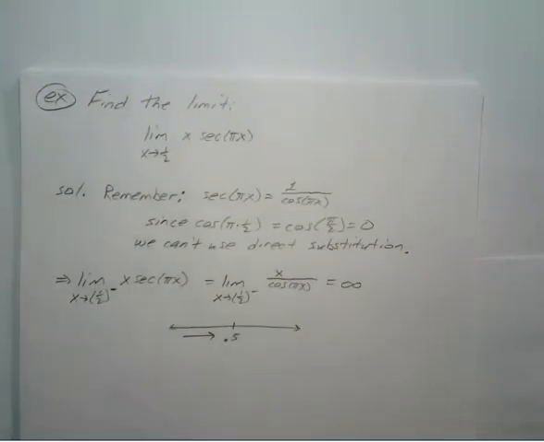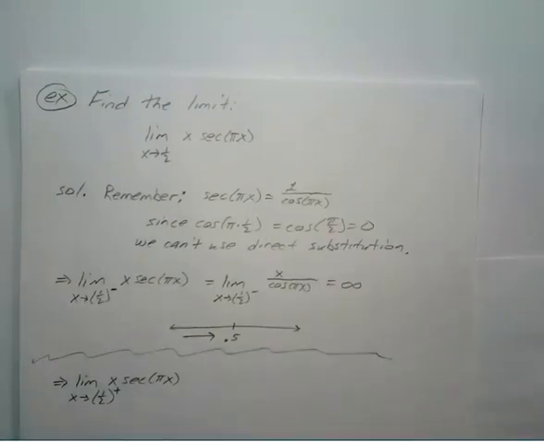Okay, so now let's try it from the right. So the limit of x secant pi x as x approaches 1/2, but this time from the right. Oh, made that a little bit too big. Let me kind of edit it a little. There we go. Okay, so this time we're approaching it from the right. Let me separate that a little bit. There we go.